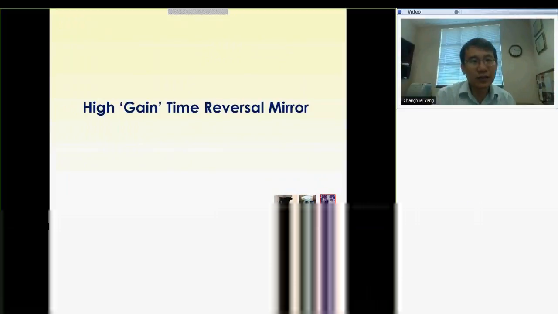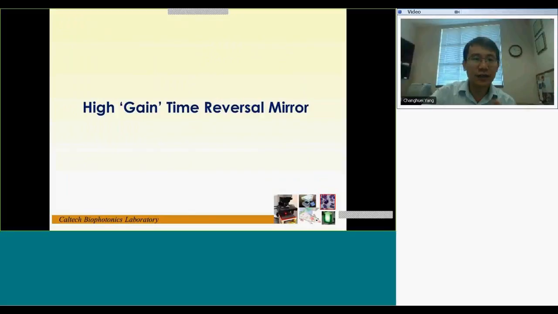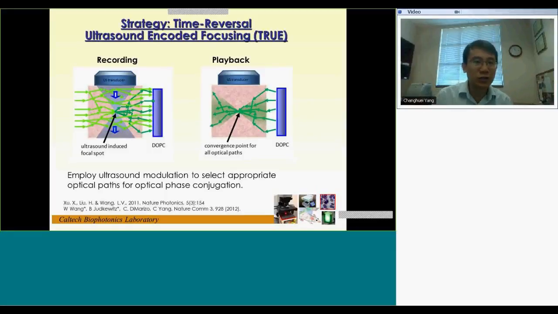Okay, another thing that we need to actually implement to make this method practical is that we need to create a time reversal or phase conjugate mirror that is able to actually render a much stronger playback or conjugate wavefront than the initial light field that we're trying to conjugate. Why do we need that?